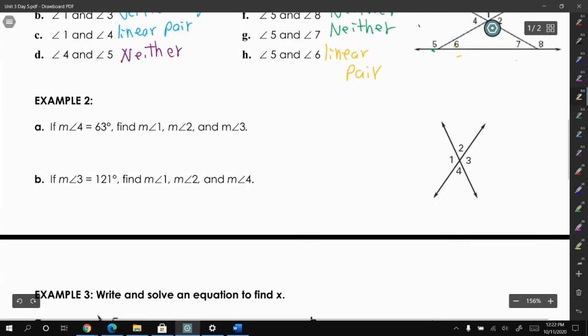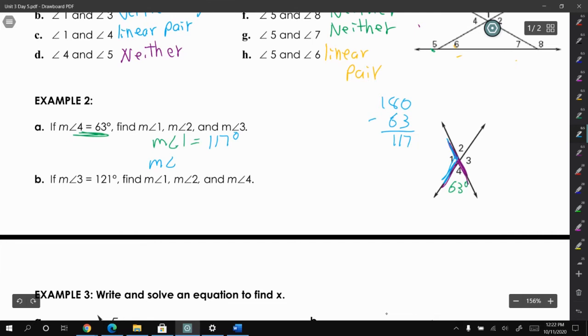Right, in example number 2, we're going to assume that the measure of angle 4 is 63 degrees. And we're going to find the measure of angle 1, 2, and 3. So the measure of angle 1 is going to be 180 minus 63 because look, we have a straight line here. We have angle 4 and we have angle 1 that form a line. So if we do 180 minus 63, that gives us 117. So this is 117 degrees.